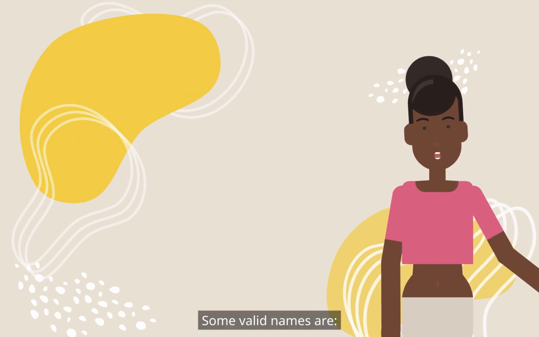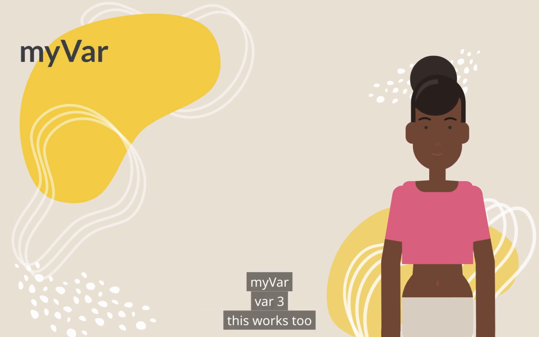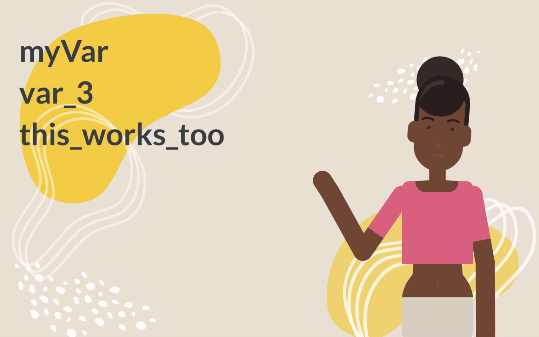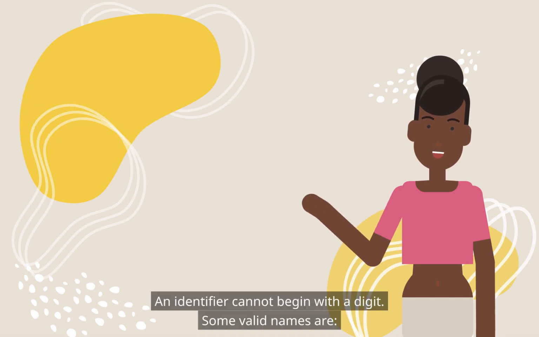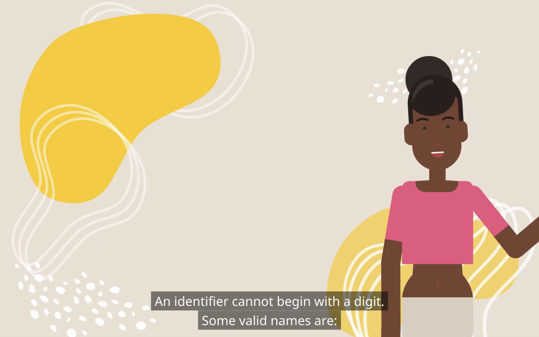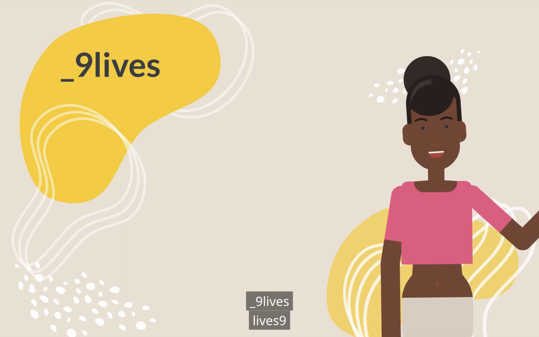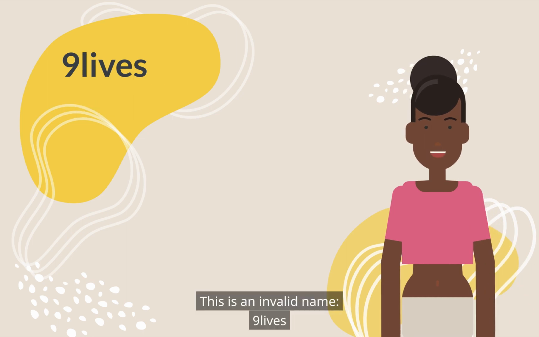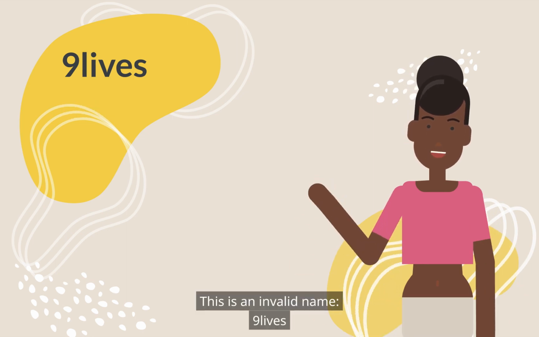Some valid names are myvar, var3. This works too. An identifier cannot begin with a digit. Some valid names are _9lives. Lives9 is also valid. This is an invalid name: 9lives.